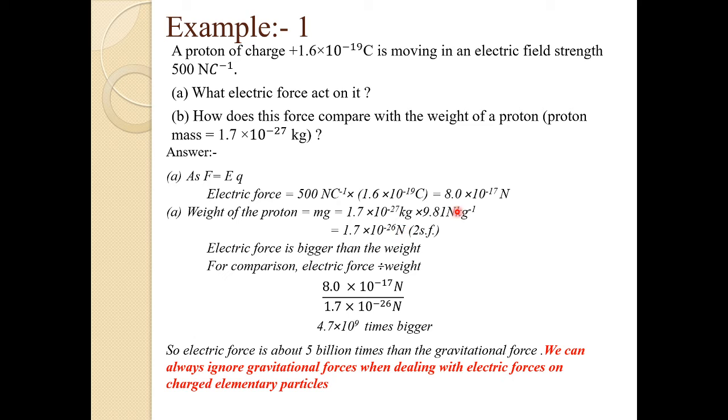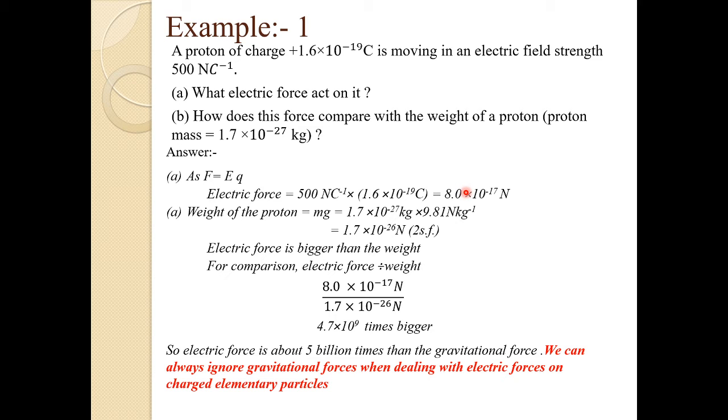When you compare these two, you can see that this is bigger and this is small. It is 10^-17 and 10^-26. When the minus power is more, the value is small. Now here is the comparison. Can we just say that the weight is small and the force is big?